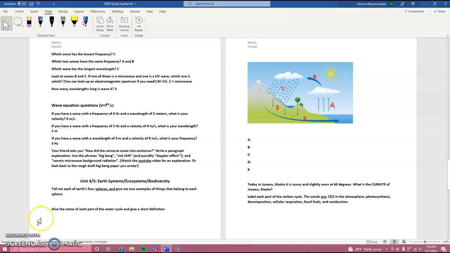Your friend asks you, how did the universe come into existence? Write a paragraph explanation, use the words Big Bang, redshift, maybe Doppler effect, cosmic microwave background radiation.